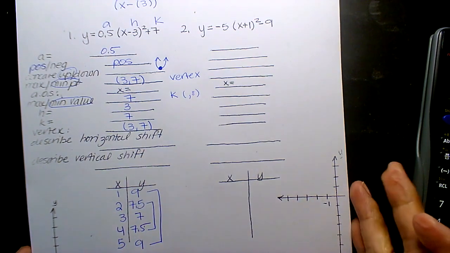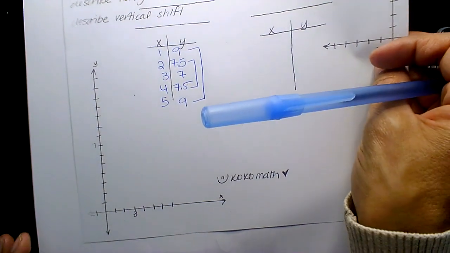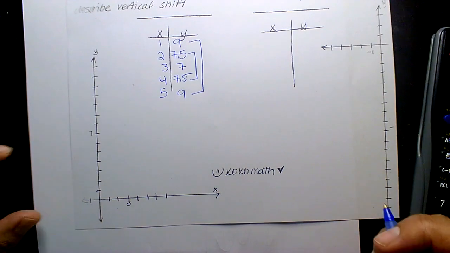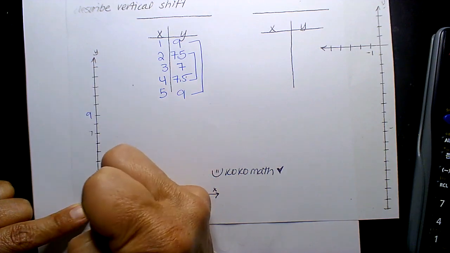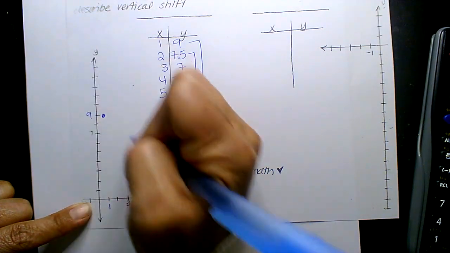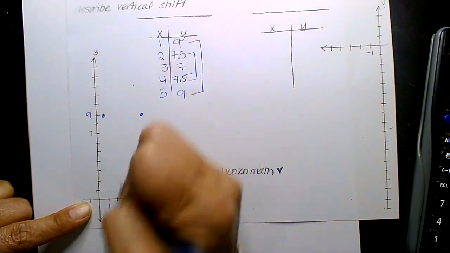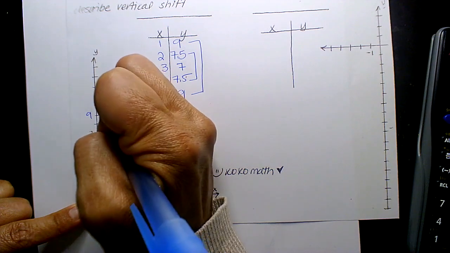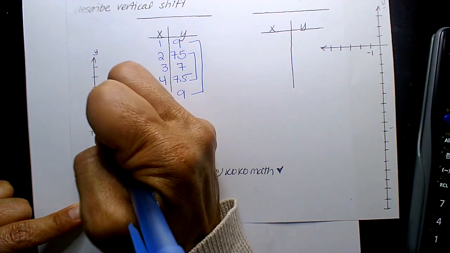Okay, and so now we're going to go ahead and plot it. We could keep going. Okay, and so 1, 9. So this is 5, 9. 2, 7.5.